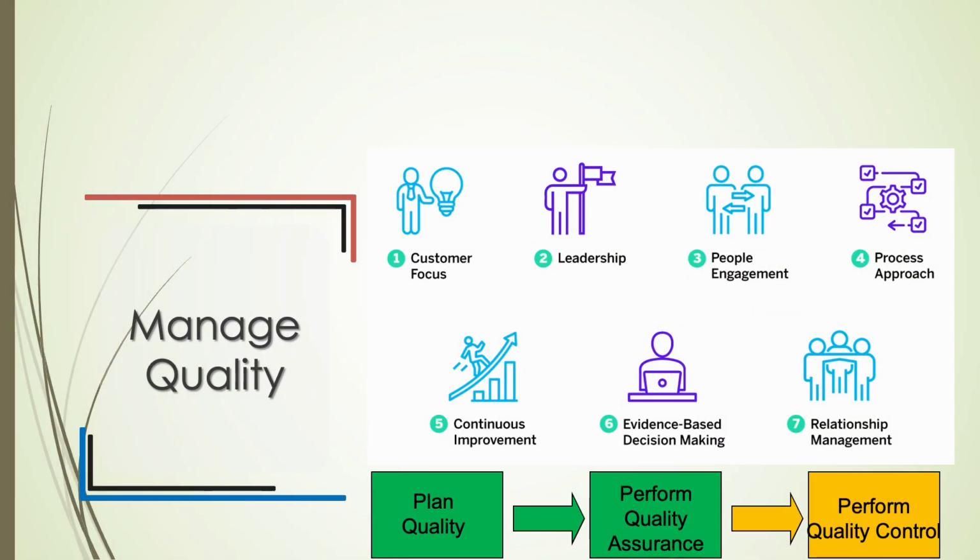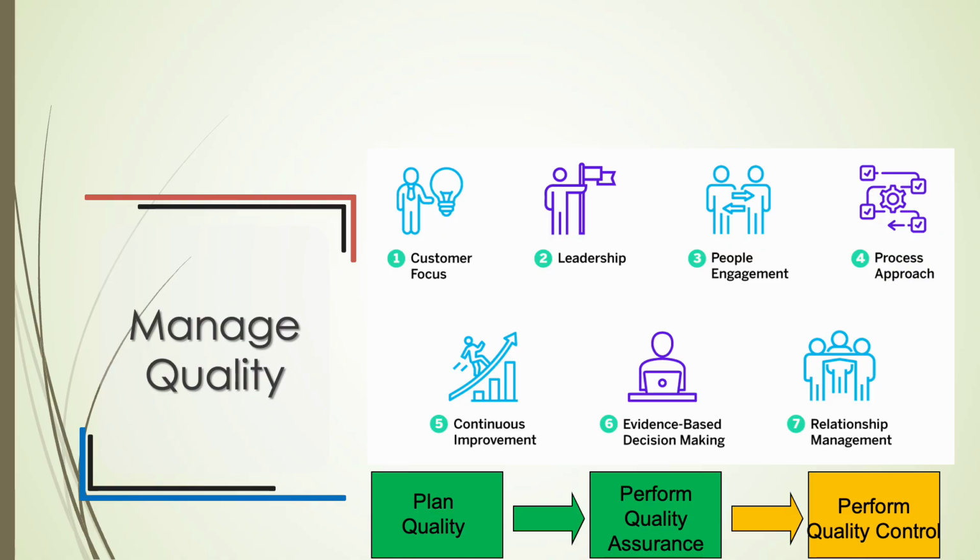Quality management is built on 7 key principles: customer focus, strong leadership, people engagement, a process-driven approach, continuous improvement, evidence-based decision-making, and effective relationship management. These principles ensure we not only meet requirements but continually exceed expectations.